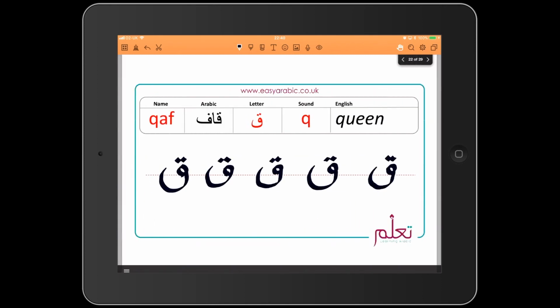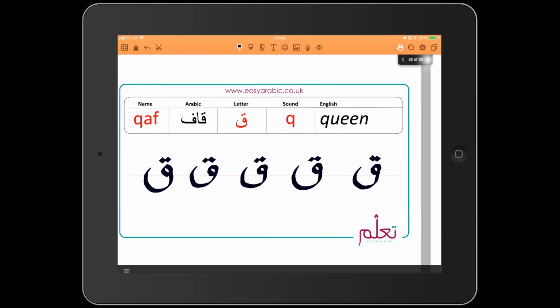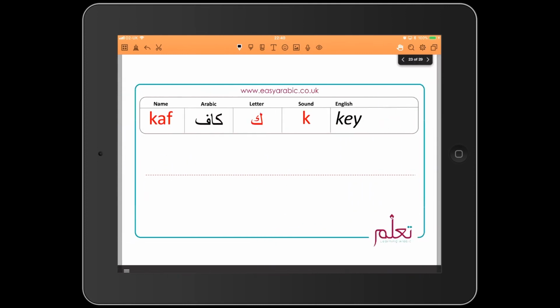The next one is the letter kaf or qaf. Let's go back to qaf as q, like the letter q in queen, qah, queen. So okay, the letter kaf is a more subtle, flatter sound, yeah, kaf, and similar to the letter k, ki, yeah, you see, yeah.